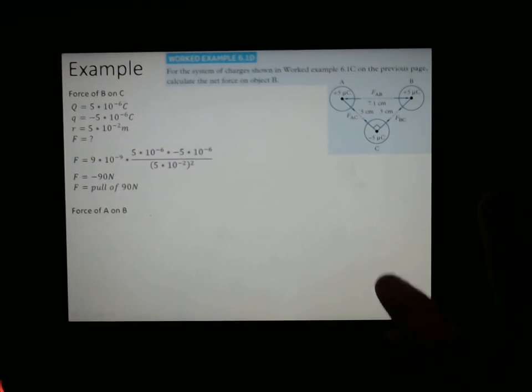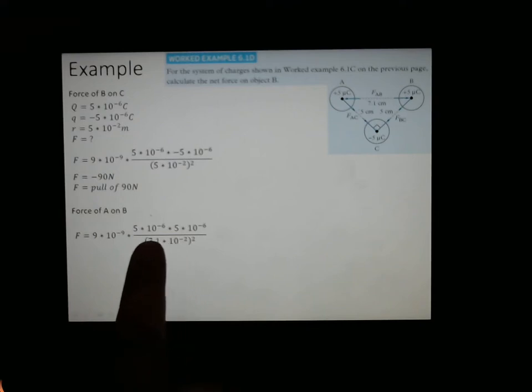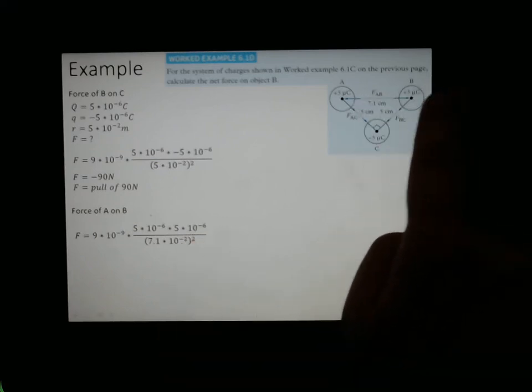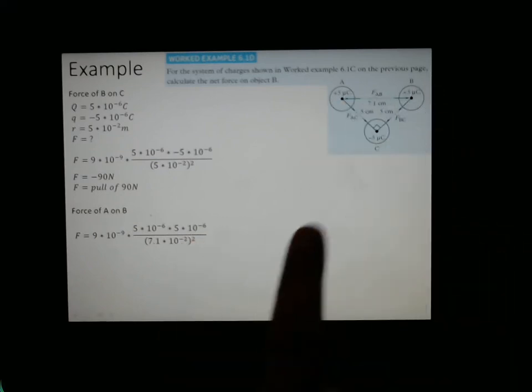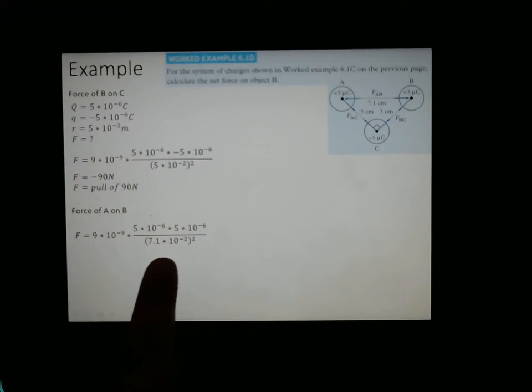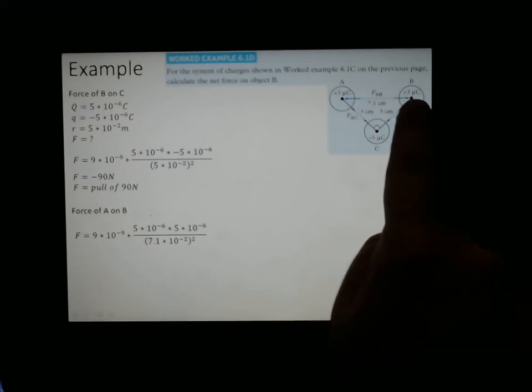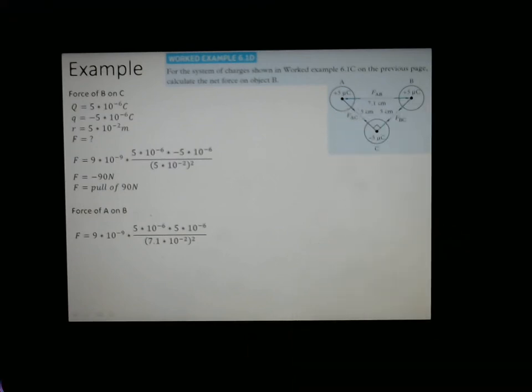Same process. Now I've just gone straight to the formula. Let's have a look. Here's my charge, 5 times 10 to the negative 6, 5 times 10 to the negative 6. They're both in microcoulombs, and they are both positive 5. But here I've got a different distance, 7.1 centimeters, 7.1 times 10 to the negative 2, because here's the distance between my two charges. We slap it in, we're going to get a value of 44.6, which makes sense. The charges have the same magnitude, but they are further apart, so the force should be less.